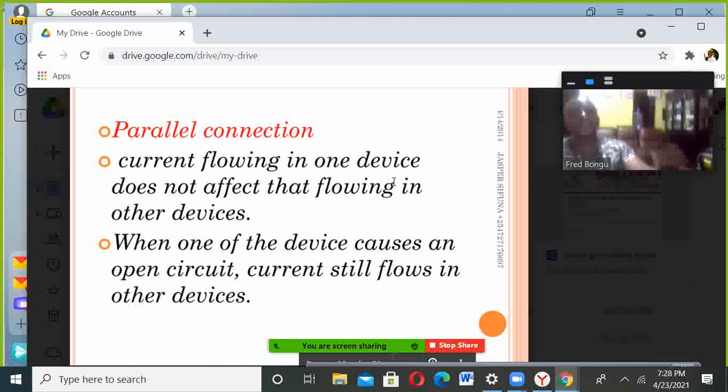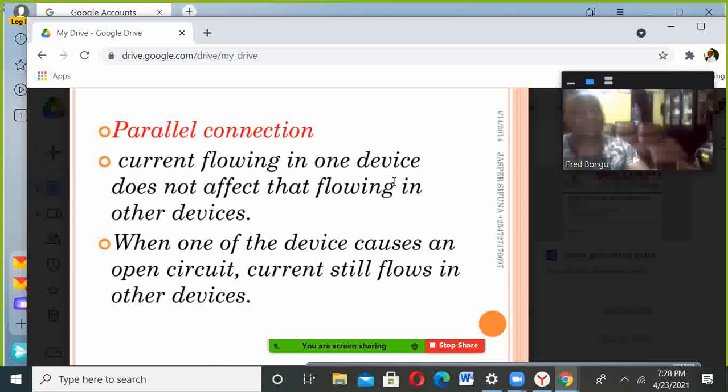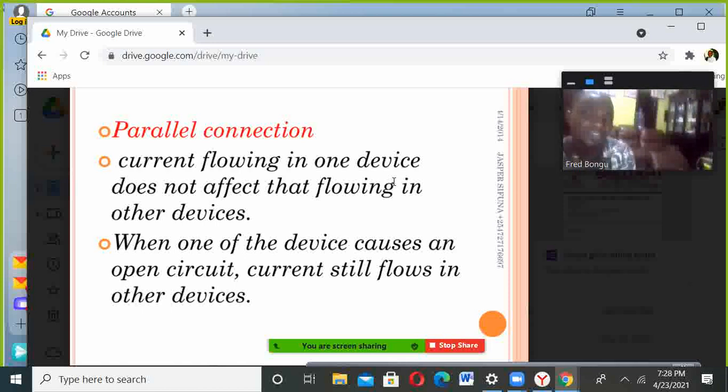Now, then we have parallel connection of bulbs. And when I talk of bulbs in real life, it can be parallel connection of devices in the house, be it TV, fridge, or fan. If you had a series connection in the house and you switched off the TV, it means the fan cannot work. So that means there's no way we're going to have a series connection in a real life situation, that is, in our houses, domestic wiring.